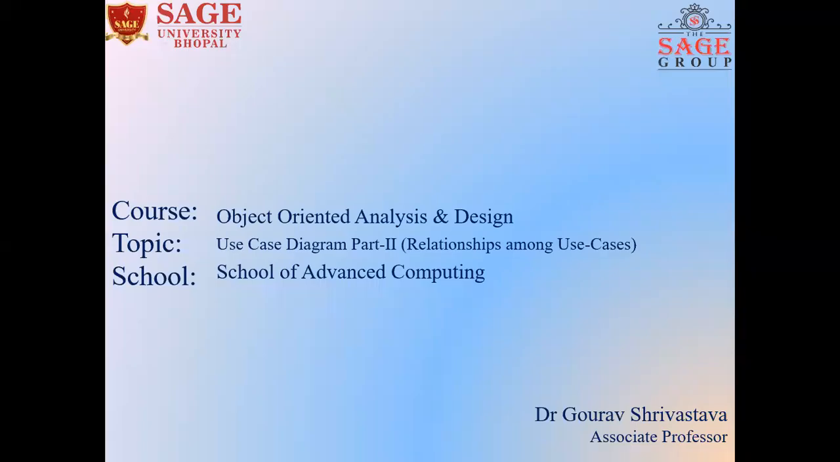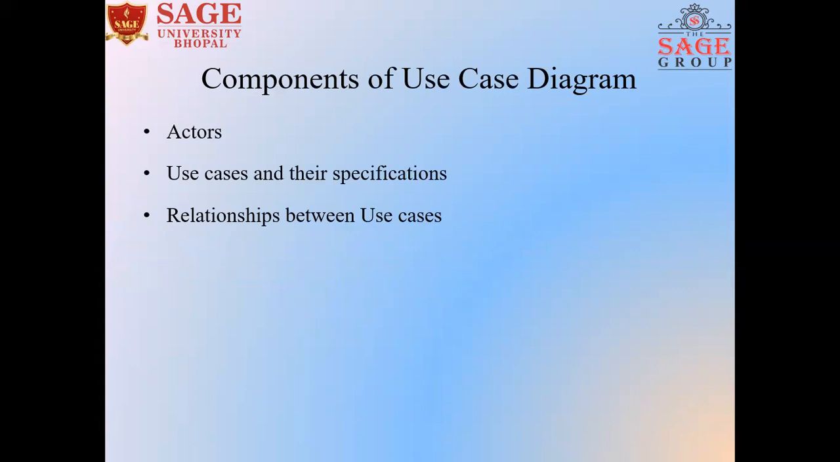Hello everyone. So in the use case diagram part 1, we have learned about the use cases and the actor. In this part, we will learn about the relationships among use cases in object-oriented analysis and design. In our previous video, part 1, we learned about actors, use cases and their specifications. In this video, we will learn about the different relationships used in the use cases.